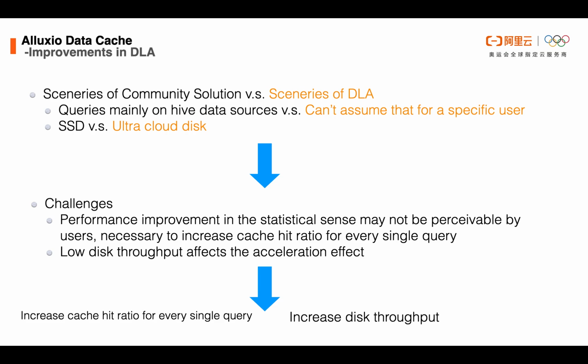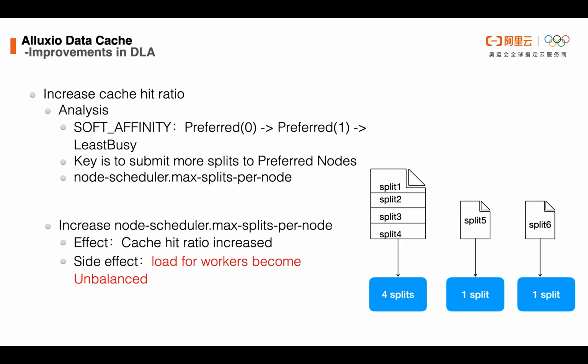And in DLA, we use Ultra Cloud disk, and the disk throughput is much lower than that of SSD. That would affect the cache read and write throughput, so we need to increase the cache hit ratio. Let's first review the soft affinity scheduling.